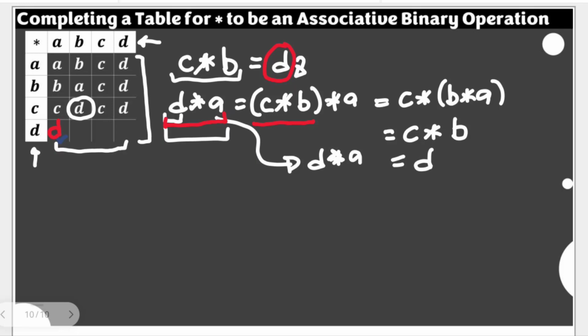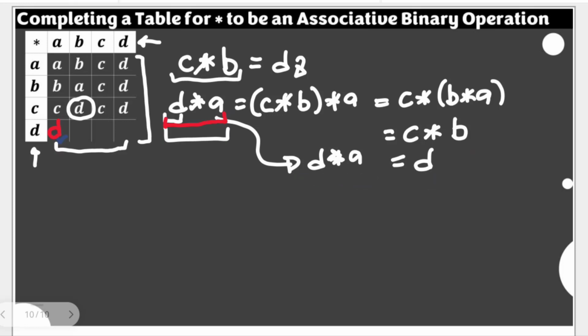Then, this is where associativity will come in. We will regroup this, okay? And we will have B star A instead of this form because this will just return to the D star A, the item we're looking for. So we are regrouping that. Once regrouped, we know that B star A is B and C star B is D. That is the result of the unknown we're looking for. Okay? Those are the steps.